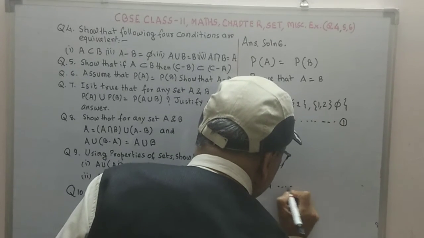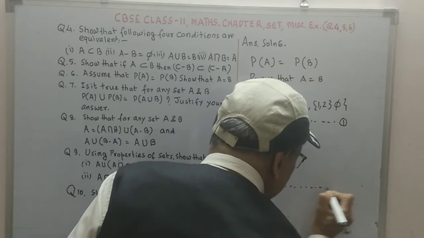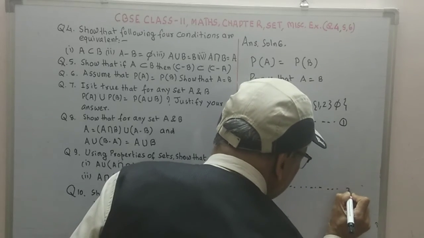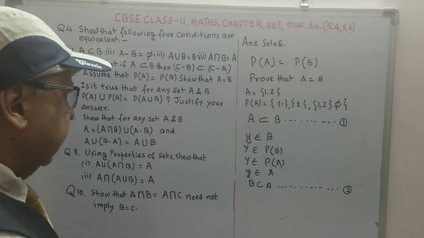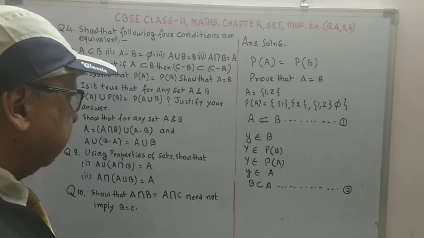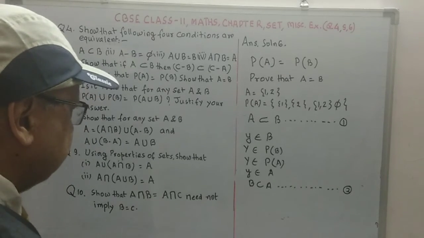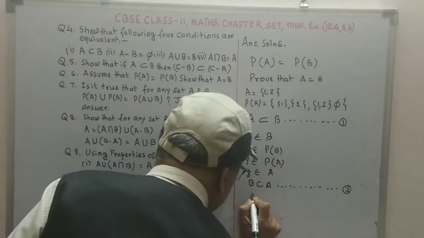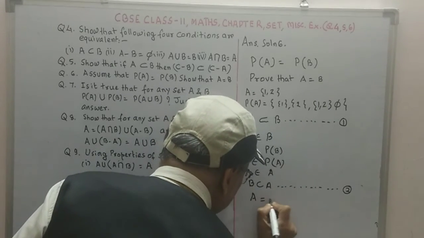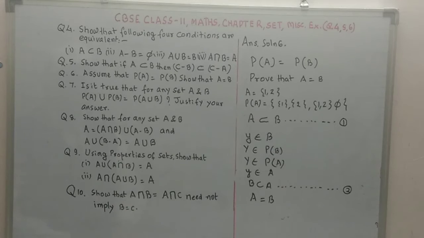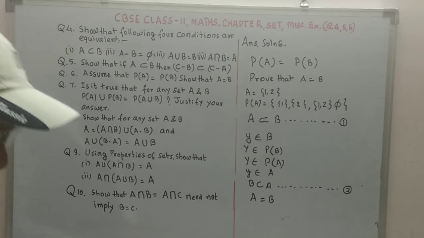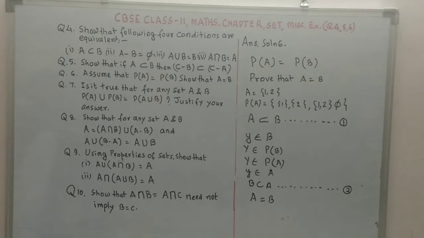This we will write as equation number 2. Now if you see, A is a subset of B and B is a subset of A, this proves that A is equal to B. So this is how we have proved question number 6 also. Thank you.